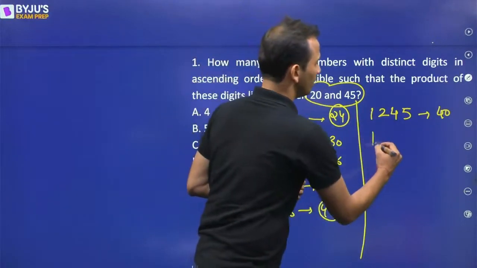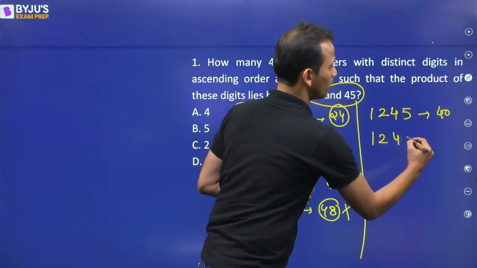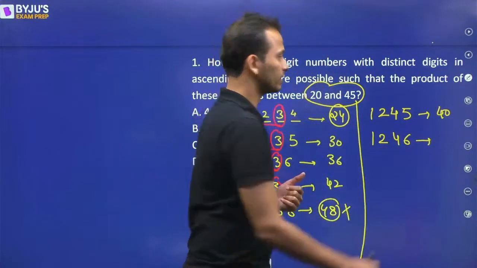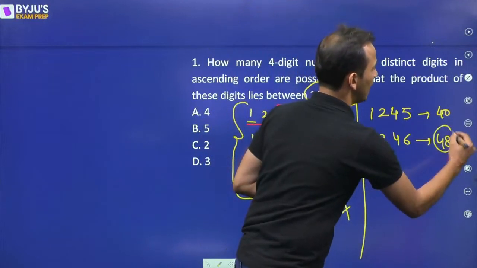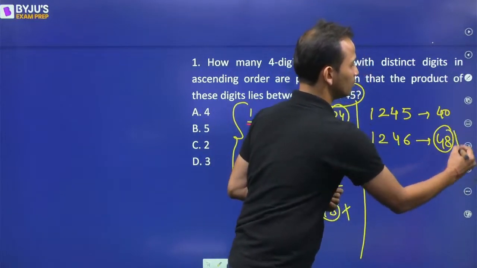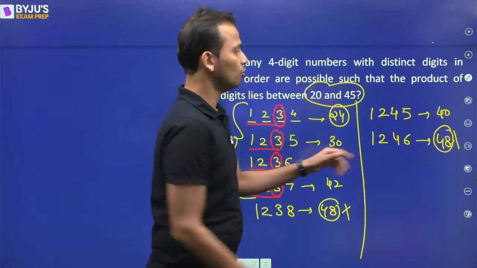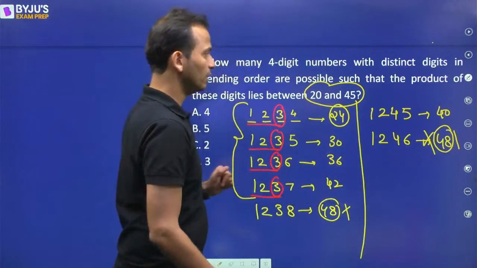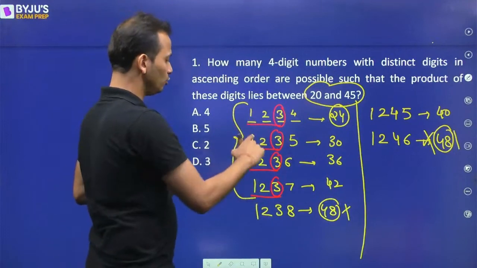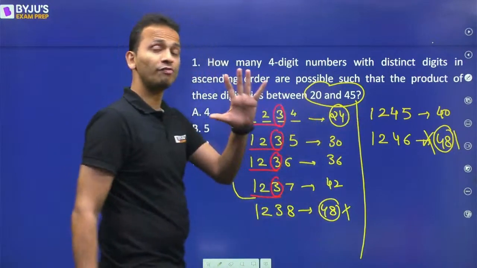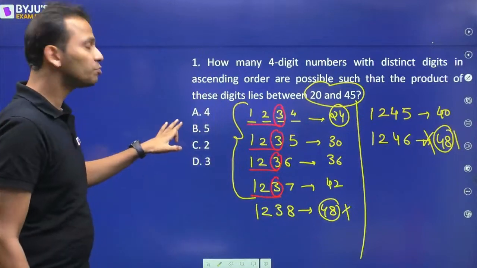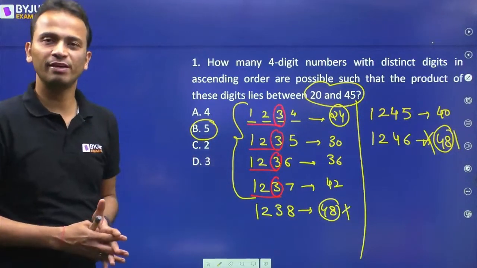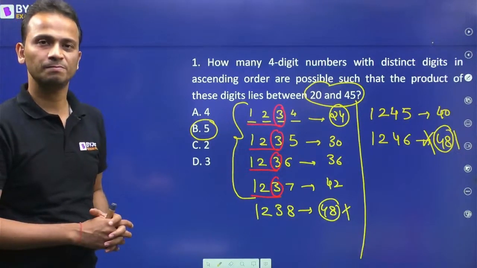The next bigger number will be 1, 2, 4, 6. Now 1, 2, 4, 6. What is the product of the digits? It is 48 and it does not qualify as my answer. So up till now I have 1, 2, 3, 4 and 5. I've got 5 numbers. The largest possible option is 5. So the answer cannot be more than 5 and hence this is my answer.